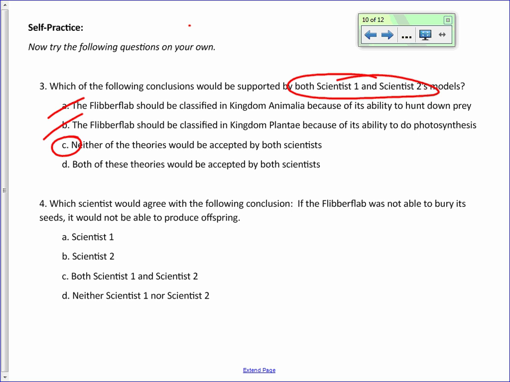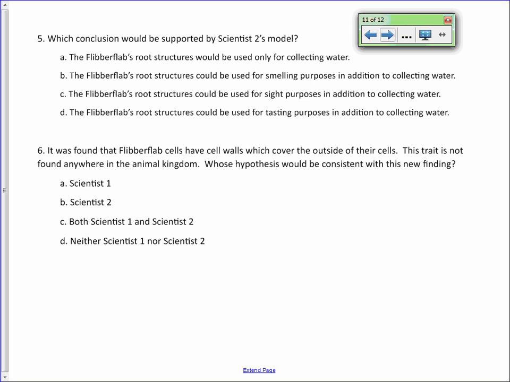All right, number 4. Which scientist would agree with the following conclusion? If the flipperflap was not able to bury its seeds, it would not be able to produce offspring. What do we think there? Who says that that is true? Is that scientist 1, scientist 2, both, or neither? Both. Right, it should be both because they both say that it's got to bury its seeds in order to germinate its offspring. Number 5, which conclusion would be supported by scientist 2's model?